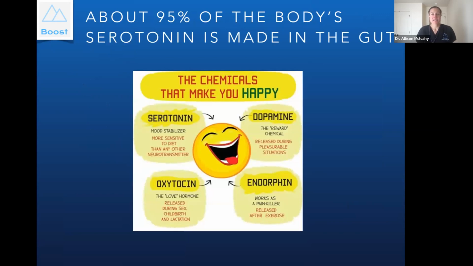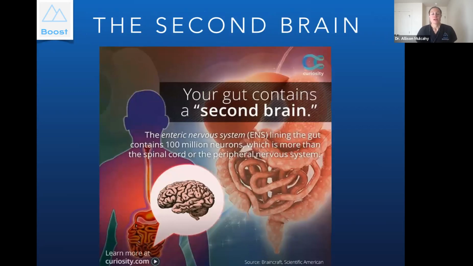About 95% of the body's serotonin is made in the gut. A lot of people don't realize that serotonin is kind of our happy hormone. A lot of people think that it's made in the brain, but it's actually made in the gut. And so if our gut is unhealthy, it's going to be hard to be happy. Our gut is basically our second brain.